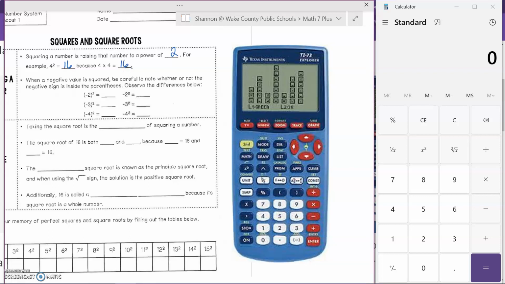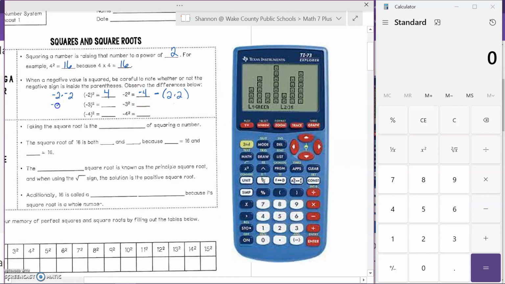Be careful with negatives. 2 different things could happen. It depends on where the negative is and if there are parentheses. When a negative value is squared, be careful to note whether or not the negative sign is inside parentheses. Observe the difference below. So this first one is negative 2 squared, which means this is negative 2 times negative 2. That would be a positive 4. However, if you have it written with no parentheses, this means the opposite of 2 times 2. Well, 2 times 2 is 4. The opposite of that is negative 4.